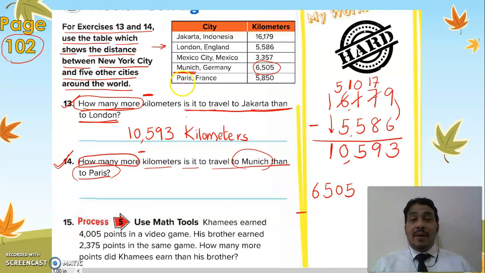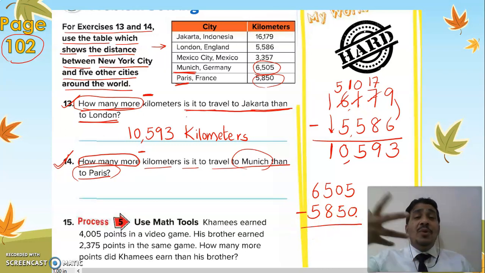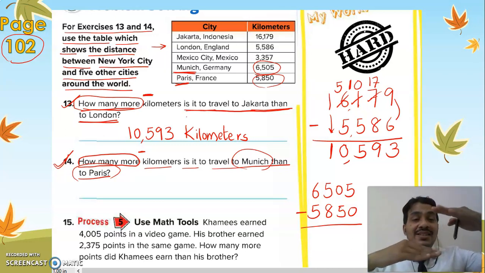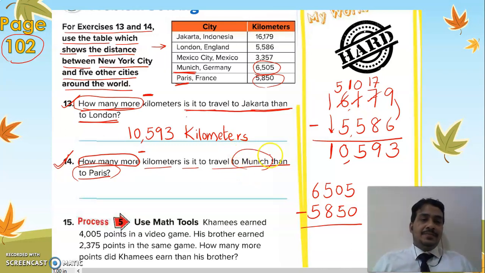And what is the distance to Paris? 5,850. And we have to find how much is more Munich than Paris. If Paris is here, Munich is here, how much more? How much more means you have to do subtraction, minus. Let's do it very simple. 5 minus 0, 5. This number is 0. 0 minus 5, not possible. Borrow from 5, make it 10. 10 minus 5 is 5.